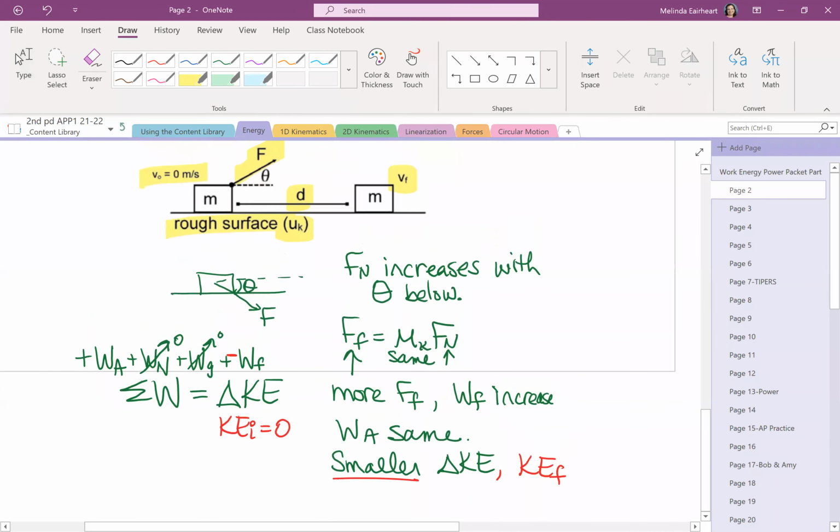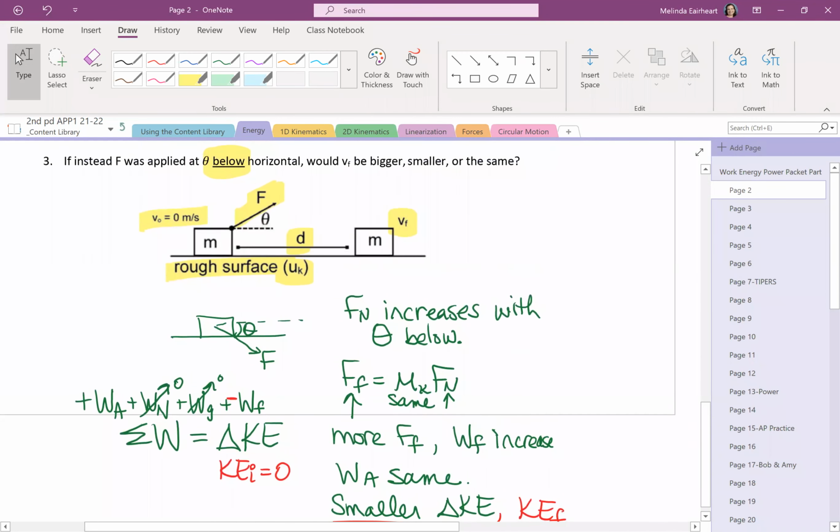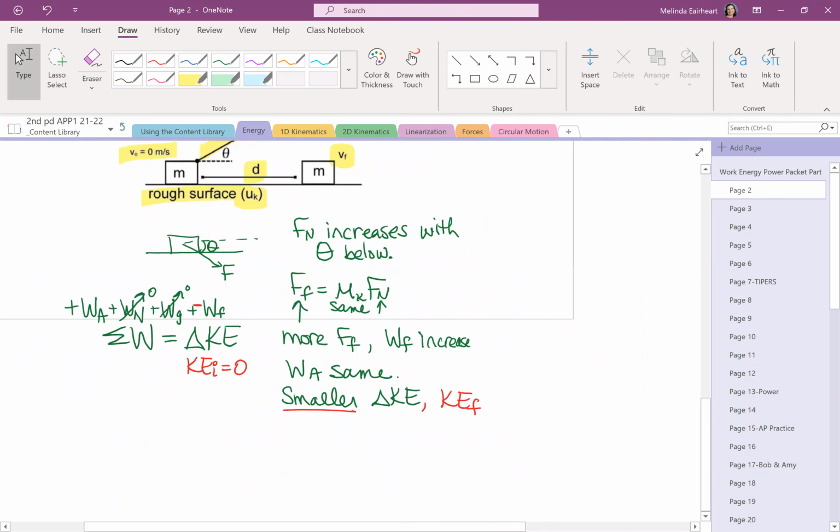Is your final velocity going to be bigger, smaller, or the same? No, from whenever you pull up on it to when you push down on it. That's what we're comparing. Smaller. A smaller final kinetic energy when you push down means you have a smaller VF. Okay. How do we feel?